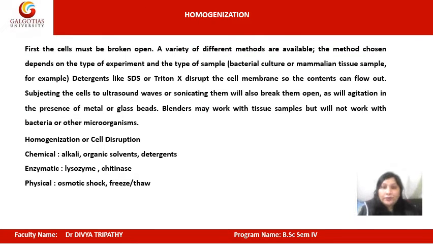Now, as I already told you, the first step of cell fractionation is homogenization. In this step, the cell must be broken open. See, a lot of methods are available for this process. The method chosen actually depends on the type of experiment and the type of sample cell that we are going to study. For example, in case of bacterial culture or mammalian tissue sample, we generally use a detergent like SDS or Triton X.